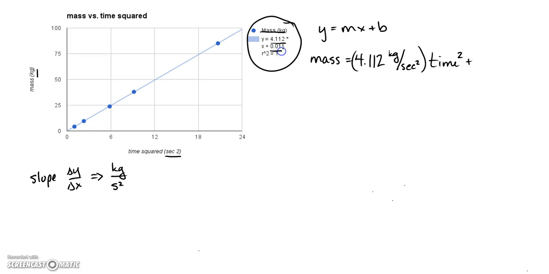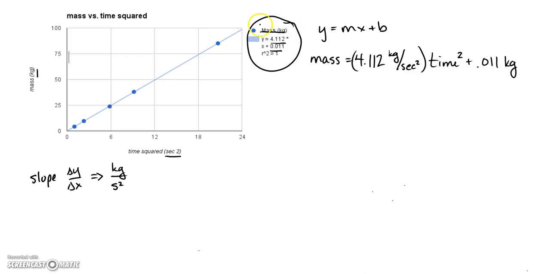So this is our y-intercept right there. So 0.011, and we need to again put units on it. It's the y-intercept, so it would be the units on our y-axis. So that's going to be kilograms. And so this is our equation that actually describes our line. So that's what we're going to be using.